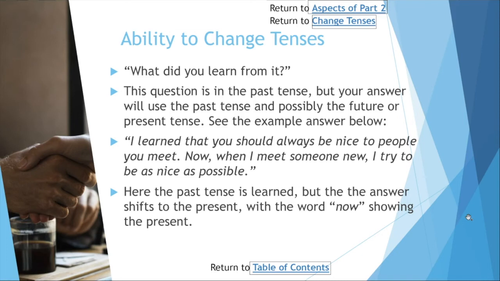So if we look below, we use the present tense. So I learned that you should always be nice to people you meet. So this is the past tense, I learned. And now when I meet someone new, I try to be as nice as possible. So now it's the present tense. So here the past tense is learned, but the answer shifts to the present tense. It changes to the present tense with the word now, showing or indicating the present.